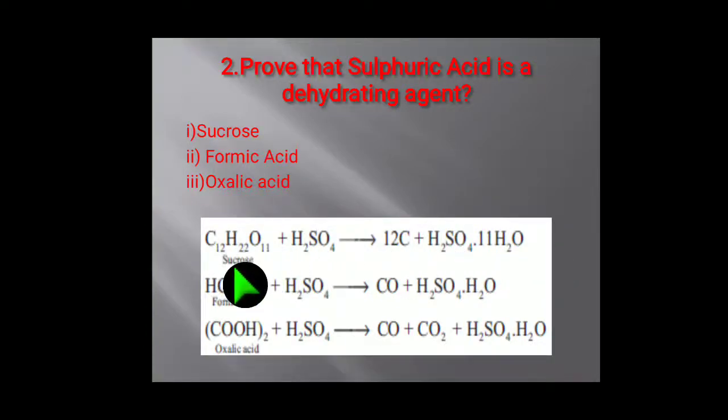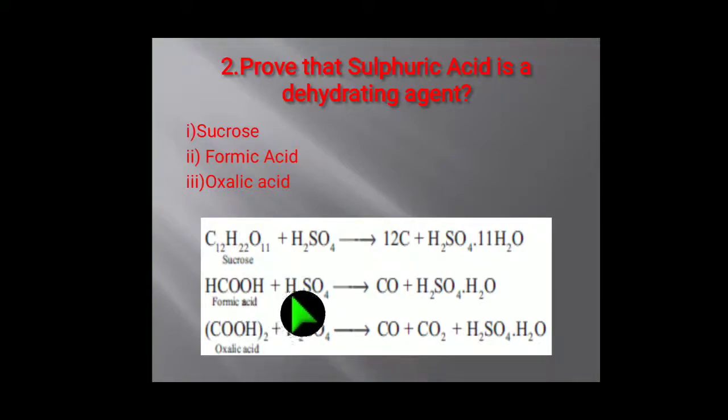So sucrose molecular formula C12H22O11. The sulfuric acid reacted. So what are the products? 12 carbon, then sulfuric acid with 11 water molecules. Water molecules are removed.